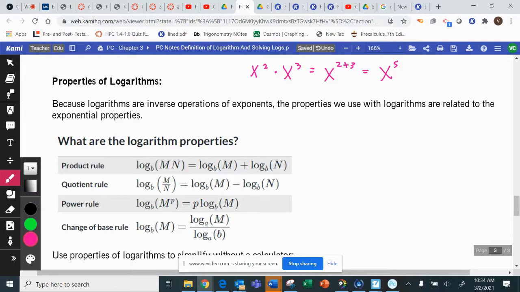So our first rule is called the product rule. And the product rule says if we have the log of base b of a product.